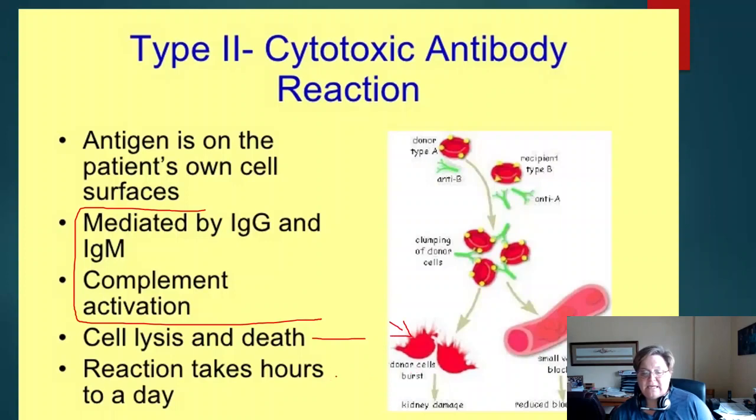The reaction could take hours to a day. We can see kidney damage, reduced blood flow, and blocked vessels because of this. It is frequently because of a blood donor or the incorrect blood type that would have been given to a patient.